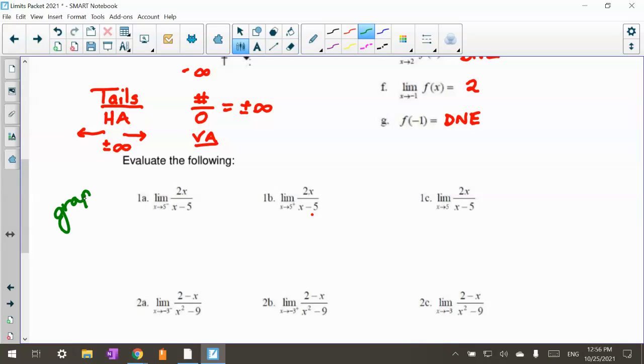I mean, you can test it by putting the number in, even though it says left or right, but you want to make sure you know it's going to be positive or negative infinity. And we just looked, and it was negative infinity. We just looked at when it approached 5 from the right, it was positive infinity.